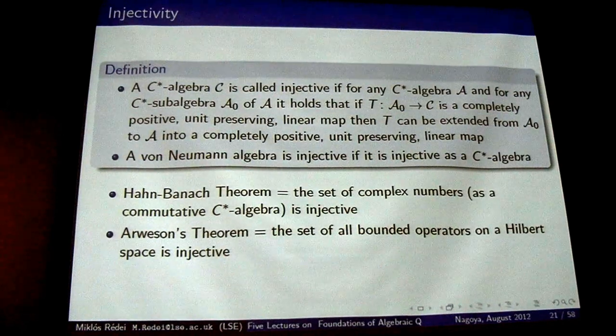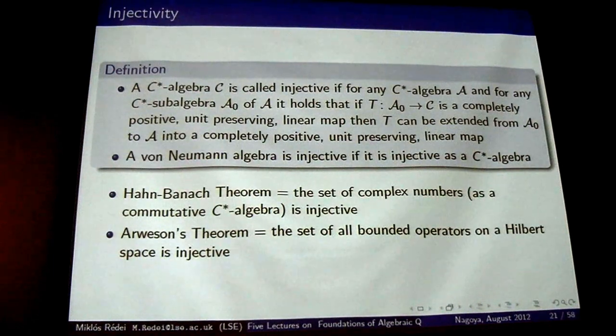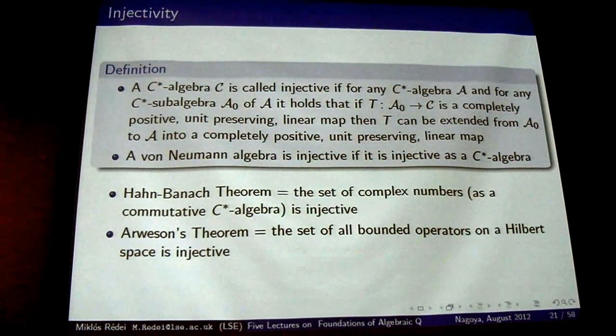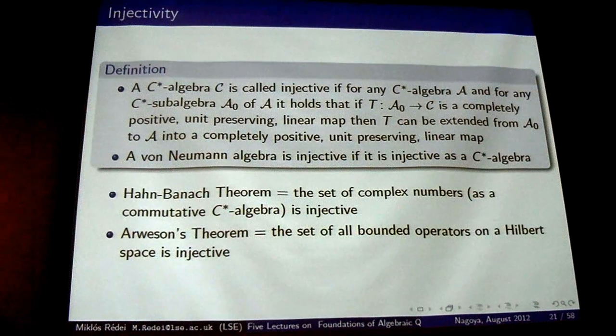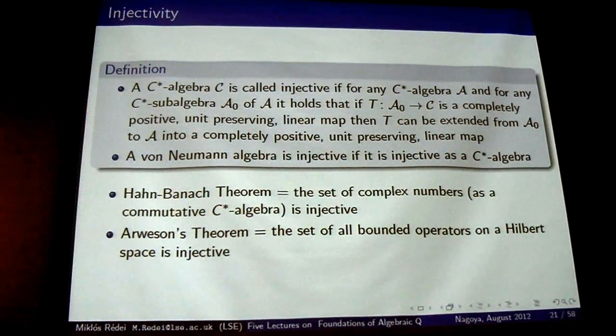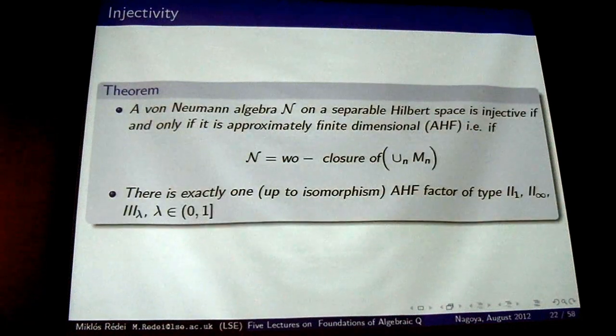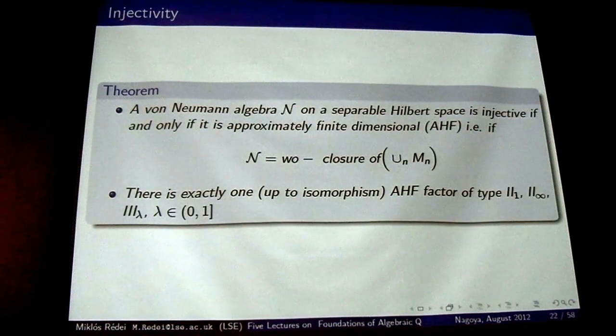So the Hahn-Banach theorem, to which I alluded a couple of minutes ago, can be reformulated in this definition as the claim that the set of complex numbers as a commutative C-star algebra is injective, and Arveson's theorem can be reformulated as the claim that the set of all bounded operators on a Hilbert space is injective, but not all algebras are injective. Okay. Which algebras are injective?